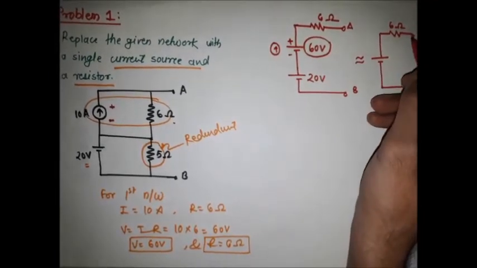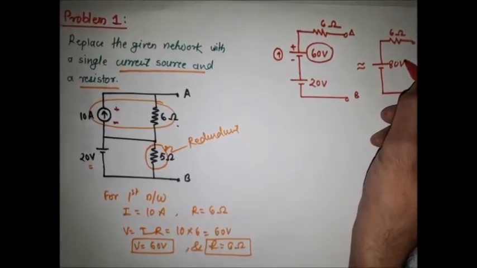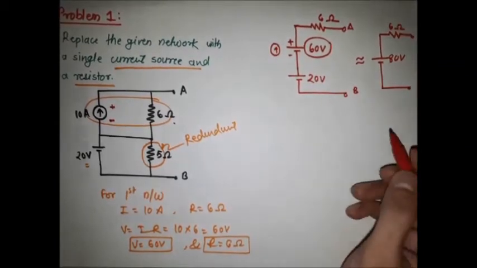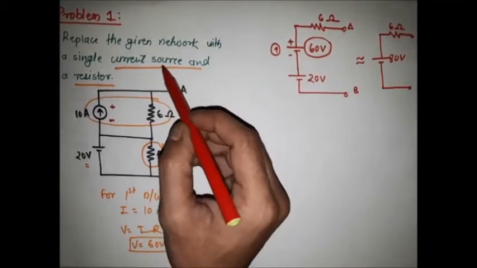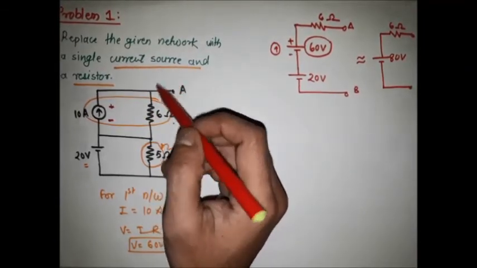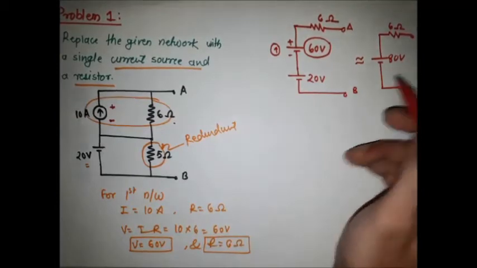Voltage source is 80 volt. Okay, now the main question, we have to convert it into the current source and the resistance. That means the parallel combination of current source and the resistance. We are converting this network into the current source like this.